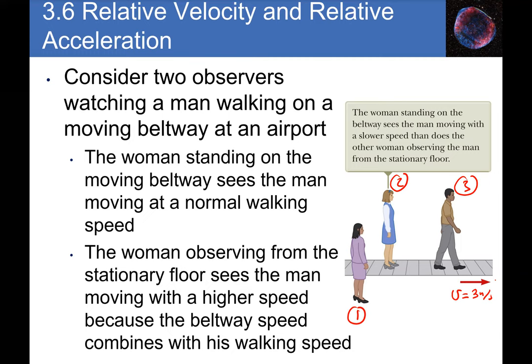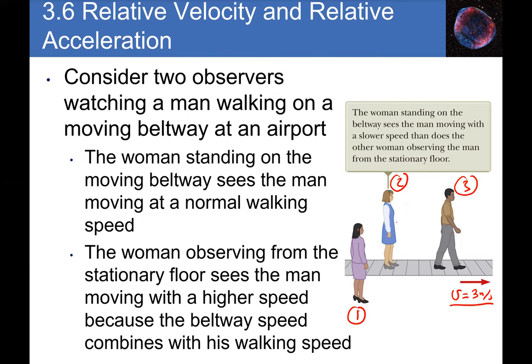Okay, now, technically then, what we measure here, the velocity of the beltway to be 3 meters per second, is relative to this observer one, person one. Because when person one is standing there, she sees the beltway moving at 3 meters per second. But for person two, she's standing there, right? With respect to her, the beltway is not moving, because she is moving at the same speed as the beltway. So she is not moving.